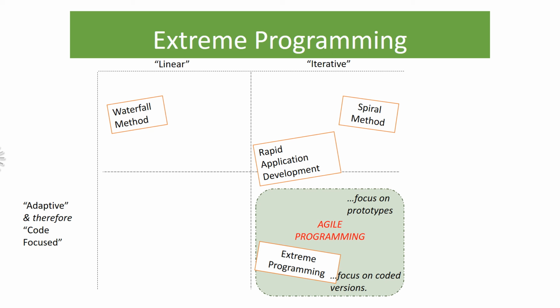We can look at the 4 different types that we've really thought about in this following diagram. Agile programming is adaptive and code focused. It's iterative. Whereas the waterfall model is very linear.